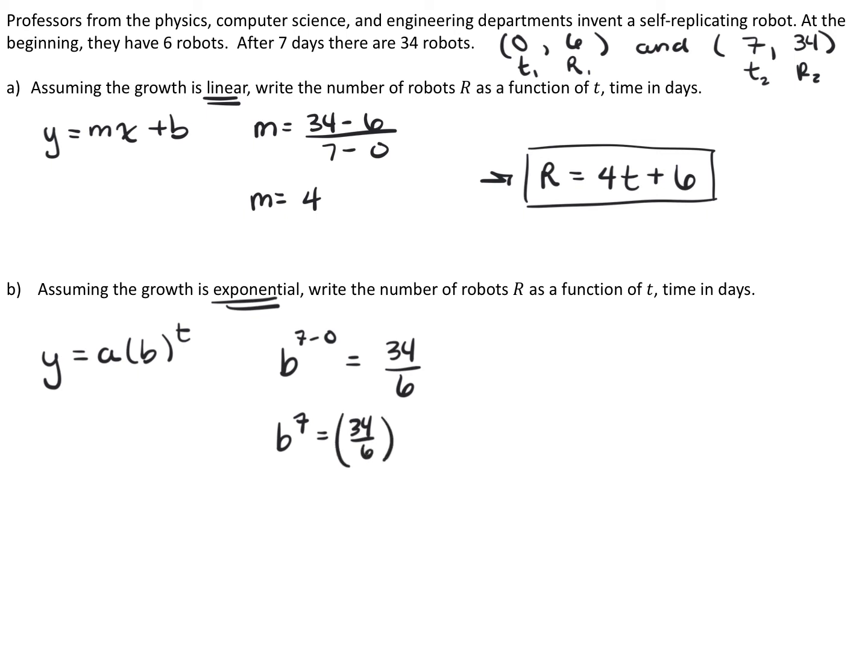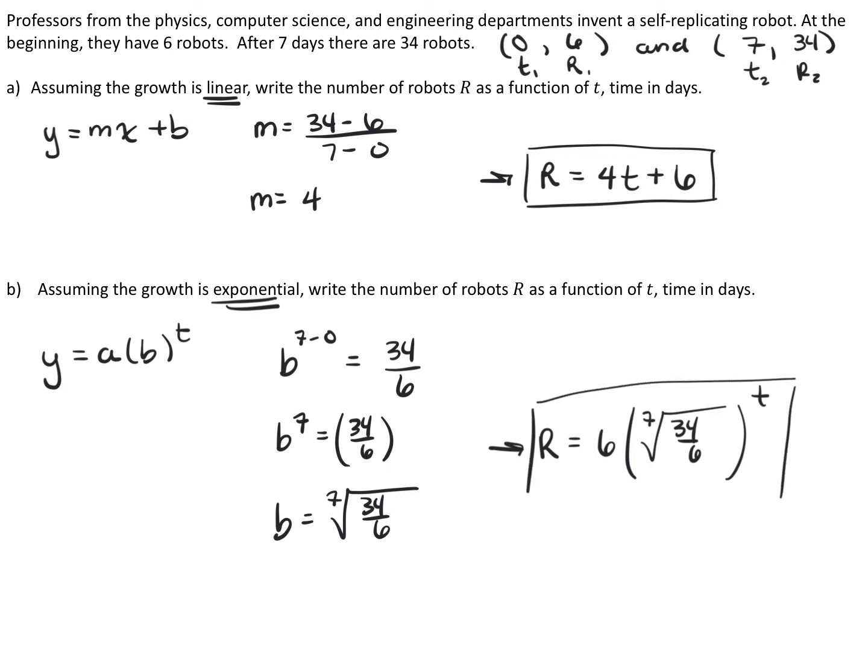I'm not going to even simplify it. I'm just going to leave it like that. And so b is equal to the 7th root of 34 over 6. So that is our growth factor. And again, we know our initial value, a. Here we started off with 6 robots. So let's go ahead and write that equation. R is equal to 6 times the 7th root of 34 over 6 raised to the t power. Okay, so there is our exponential equation.